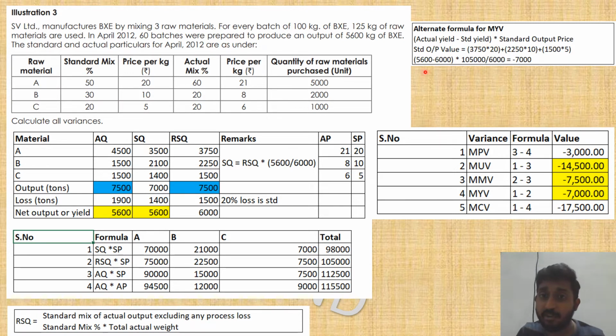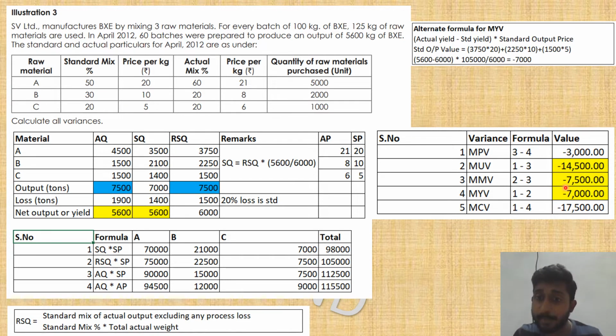We have this alternate formula which we discussed in our last class also. Anybody who has difficulty in calculating material yield variance, there is one more simple formula I have given here: actual yield minus standard yield, bracket, standard output price. You can apply this formula also. So material cost variance is the total of material price variance and material usage variance. If this is tallied, your material cost variance is correct, your price variance is correct, your usage variance is correct.